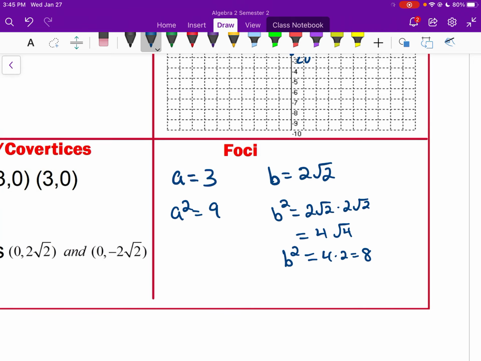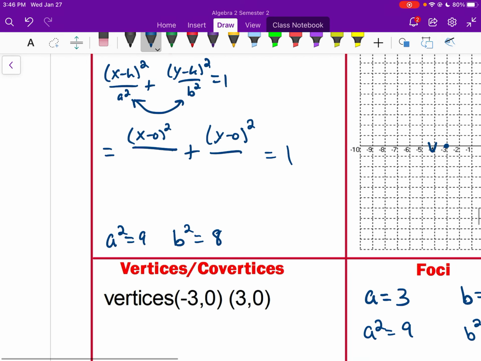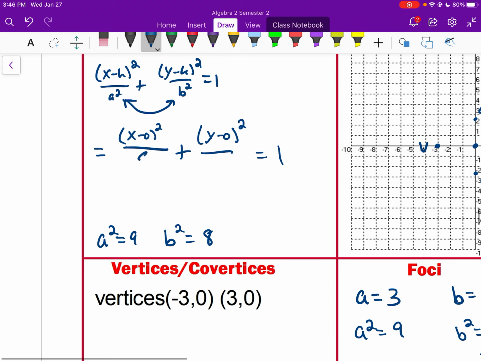Okay, so since I have a squared and b squared, that is what I need for my equation. Got a squared, b squared. Now that a squared, that's when we went left and right, so that's under x. Oh, helped to write the right number. So 9, and the b squared will be 8.